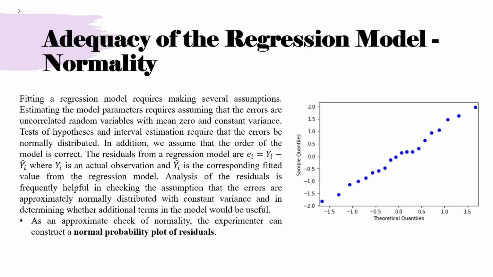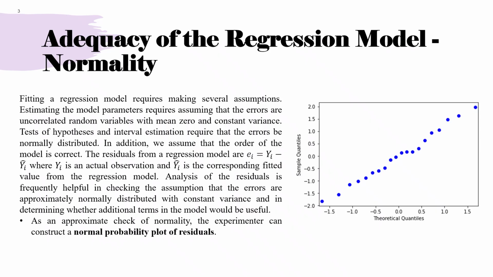When we move beyond parameter estimation to hypothesis testing and confidence interval construction, we make an additional assumption. The errors are normally distributed. This normality assumption allows us to use the t-distribution and the F-distribution to make valid statistical inferences. As an approximate check for normality, we often construct a normal probability plot, also known as a Q-Q plot, of the residuals. If the residuals follow a normal distribution, the points in this plot should fall approximately along a straight line. Significant departures from this pattern may indicate violations of the normality assumption.